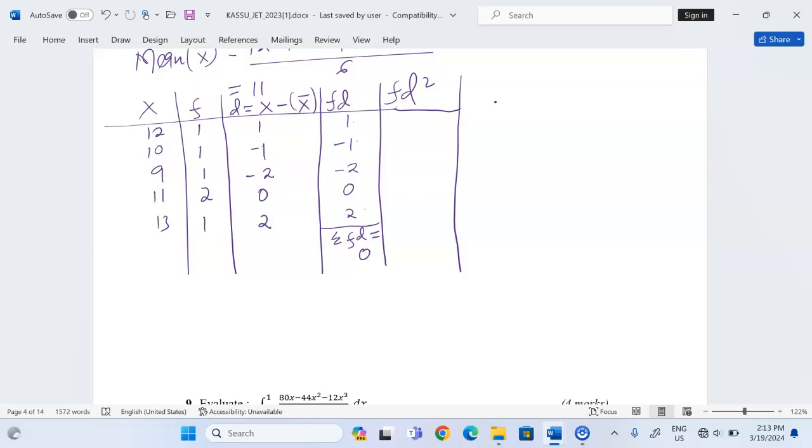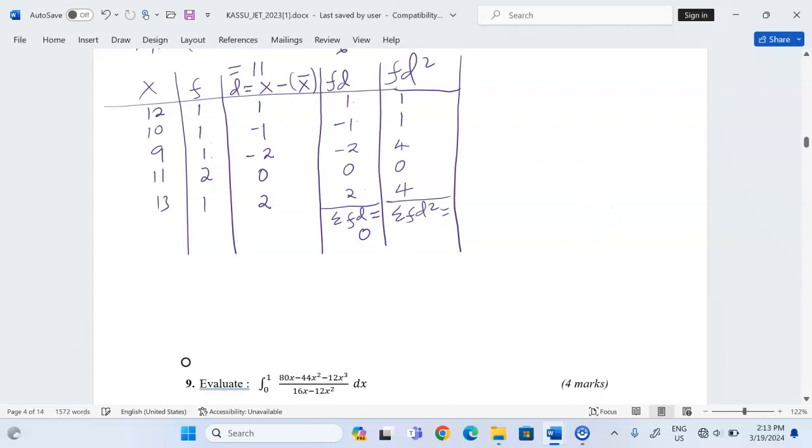Then the next will be fd squared. So f times d squared will remain 1, f times d squared will still remain 1. Then f times negative 2 squared will now become a 4. This will remain a 0, and this becomes a 4 because of 1 times 2 squared. And now we can get the summation of fd squared. When we add, we get exactly 10.